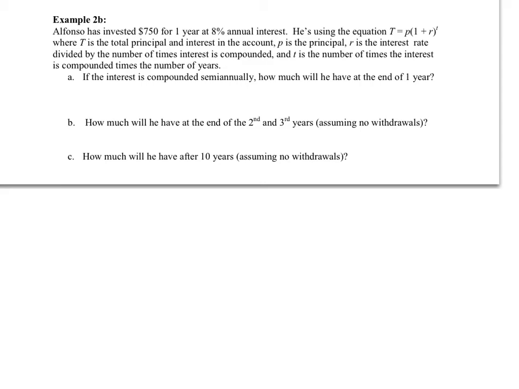This is the last example for lesson 1.8. Alfonso has invested $750 for 1 year at 8% annual interest.